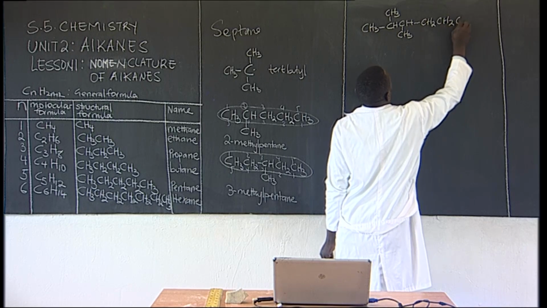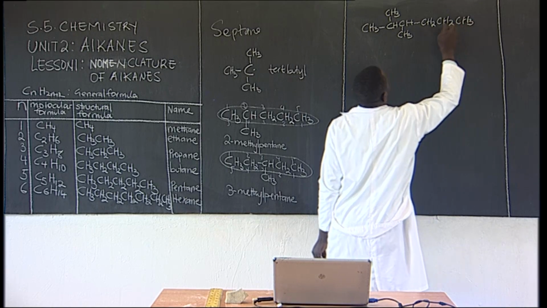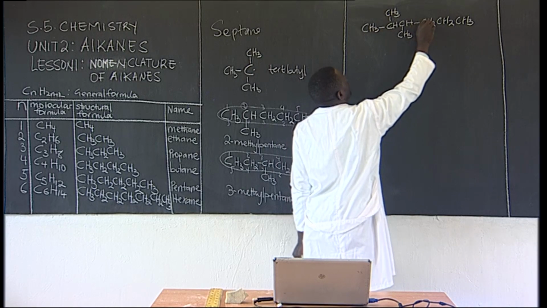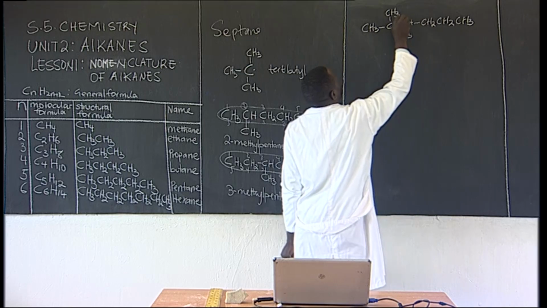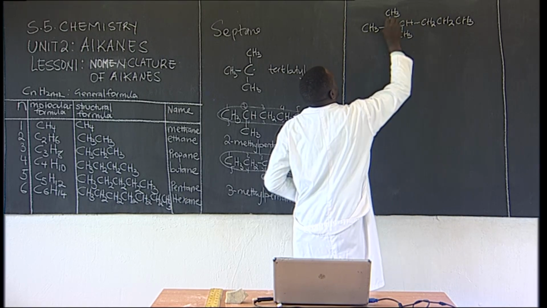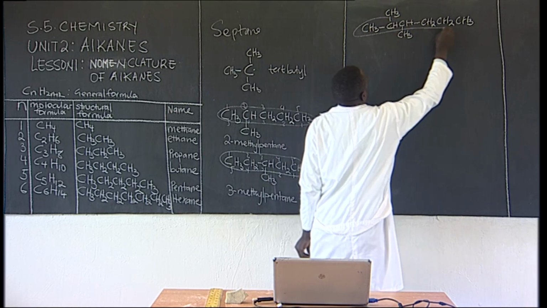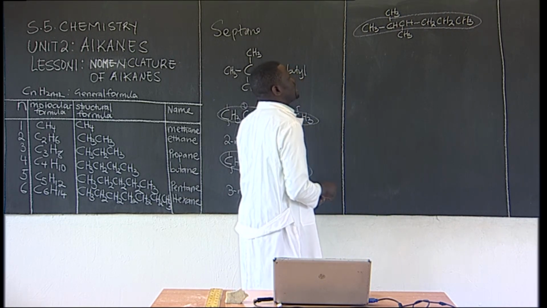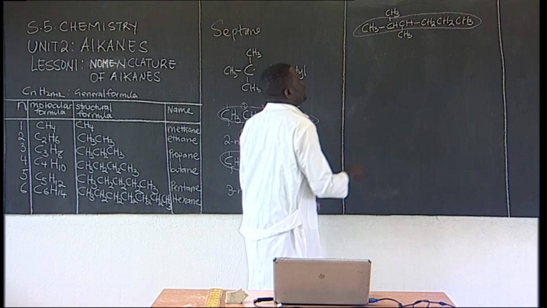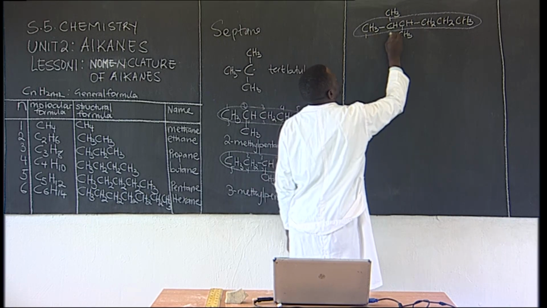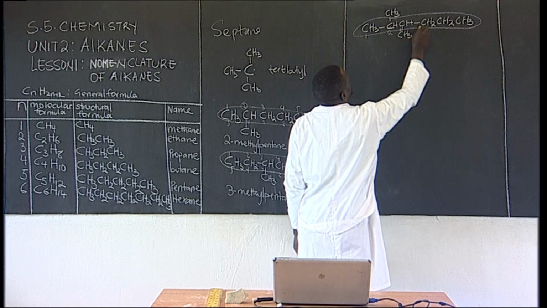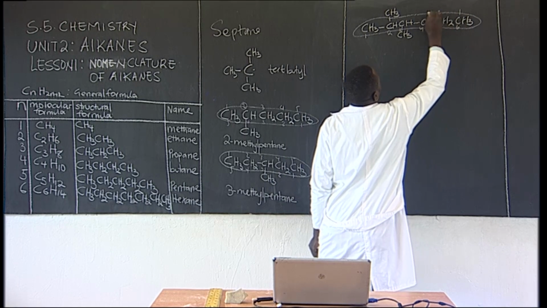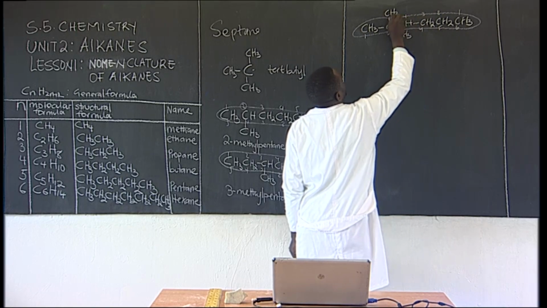Hope you are enjoying our lesson. We are not boring you. 1, 2, 3, 4, 5, 6. So according to our rules, we choose the longest possible chain, then giving the branched carbon atom the lowest number possible. So we say 1, 2, 3, 4, 5, 6, and 1, 2, 3, 4, 5, 6.